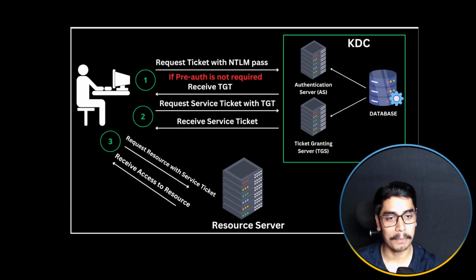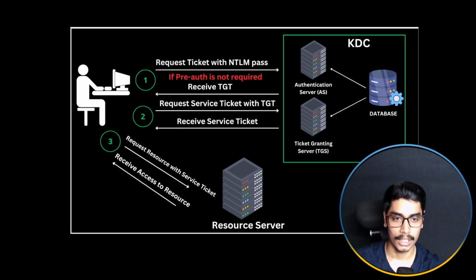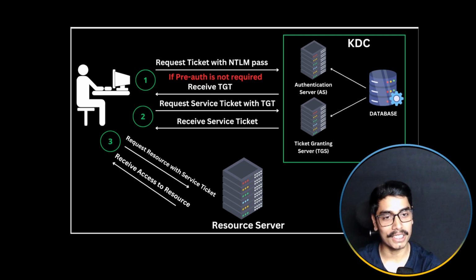This is the main reason behind the ASREProasting attack, because if any user has Kerberos pre-authentication not set, then any attacker can request a TGT from the KDC on behalf of that user account. And normally the KDC responds with the TGT to the attacker. An attacker can easily capture the ticket granting ticket, or we can say the encrypted ASREP hash. After getting that encrypted ASREP hash, the attacker can crack this hash using a password cracking tool like John the Ripper or Hashcat. This is the main reason behind the ASREProasting attack.